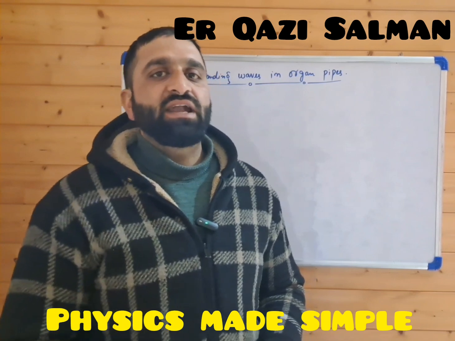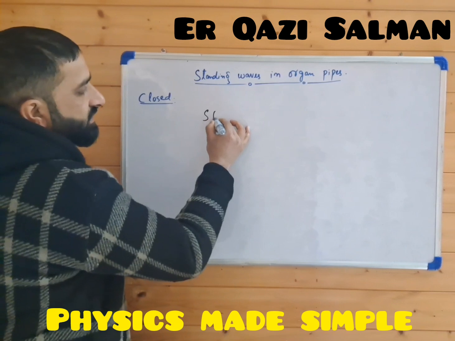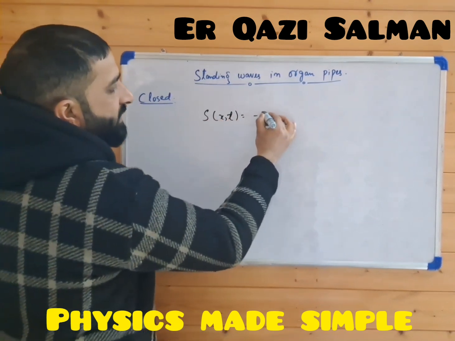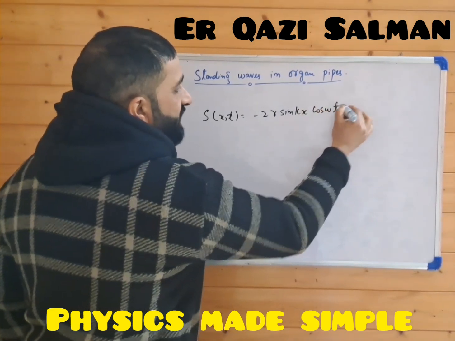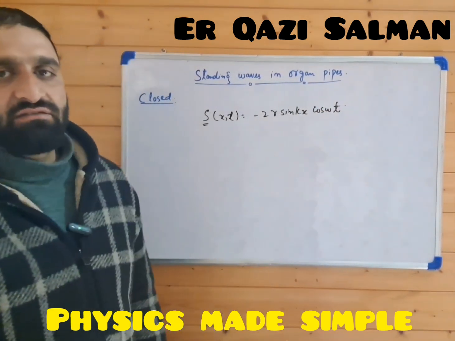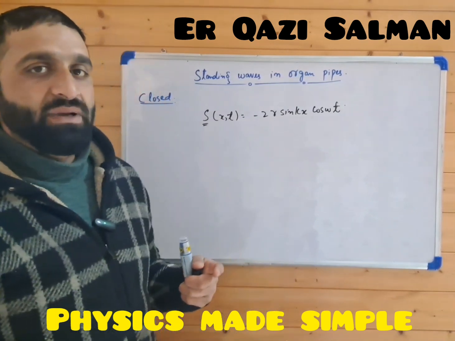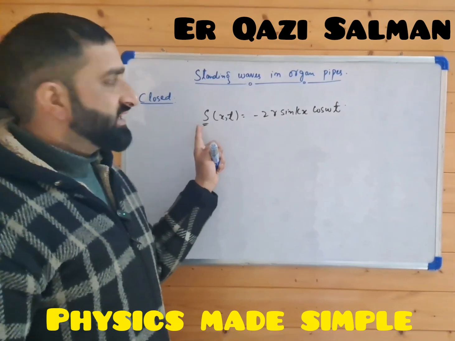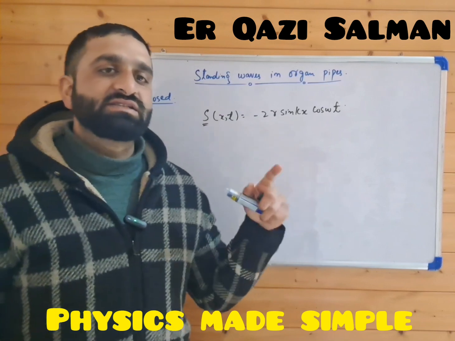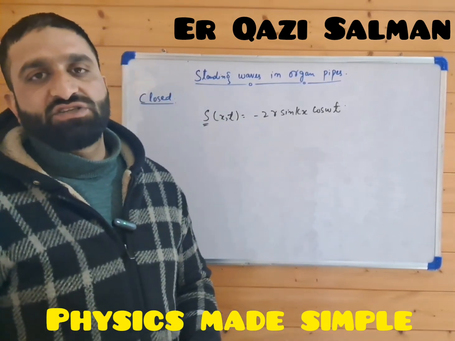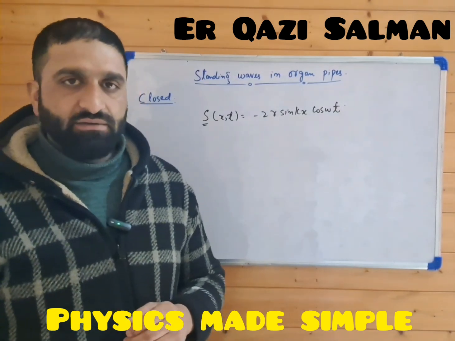So in case of the standing waves produced in the organ pipes, we have s(x,t) is equal to minus 2r sine of kx cos of omega t. The equation for the standing waves is the same in both cases, but to make it different we replace y with s. This s says these are longitudinal stationary waves, and the y tells us these are transverse stationary waves in strings. We have to see how the standing waves are produced in closed organ pipes.